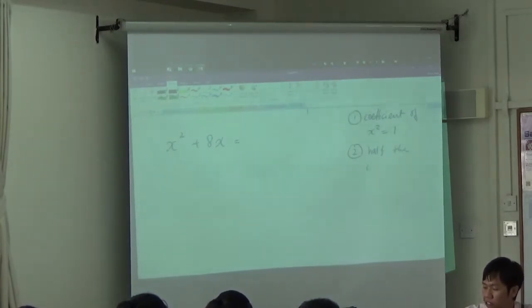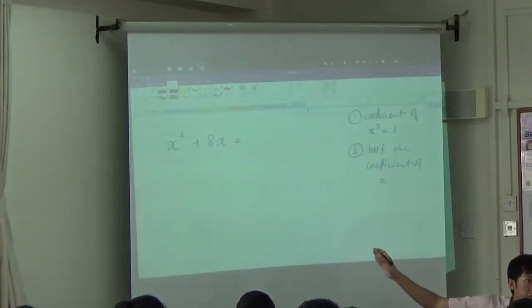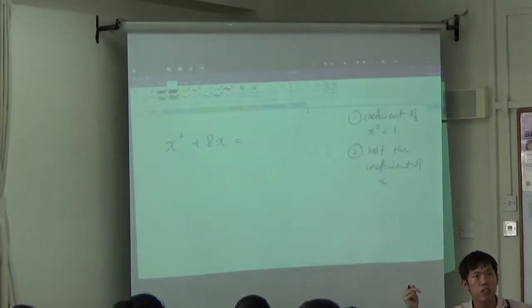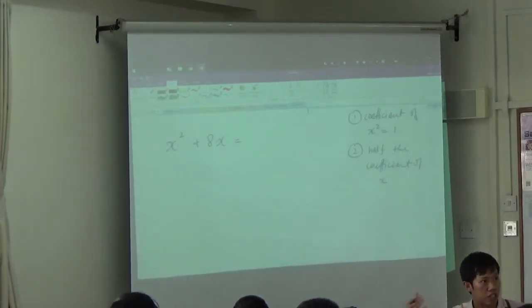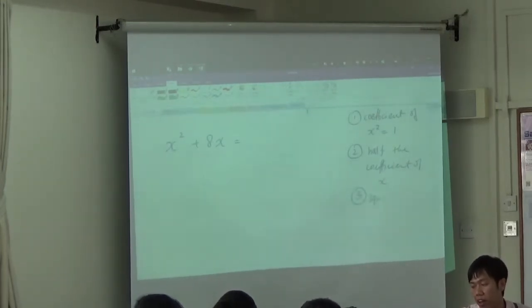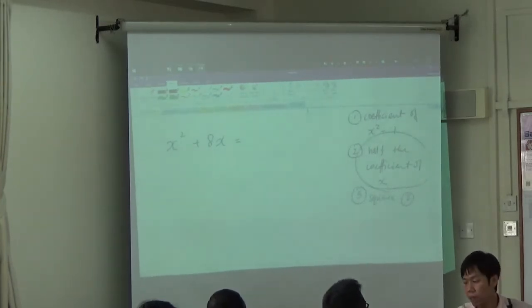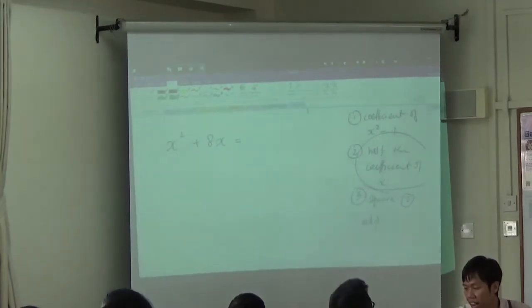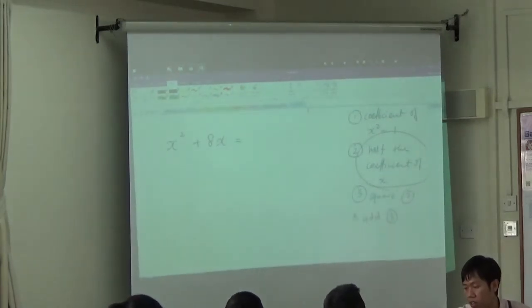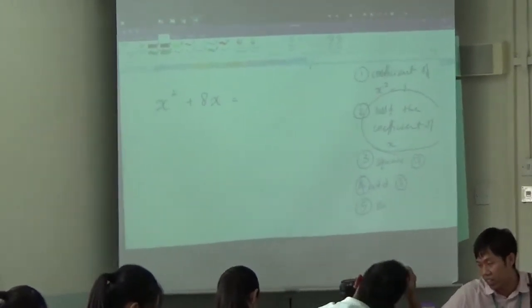Half the coefficient of x. What is the coefficient of x in this case? 8. We all can tell it is positive 8. Could the coefficient of x be negative? Yeah, it could be. So if it is negative, you still halve the negative value as well. Now the third step is to square the half of the coefficient of x, and we want to add it. After we add in the square, we are going to subtract it such that they will remain equal.